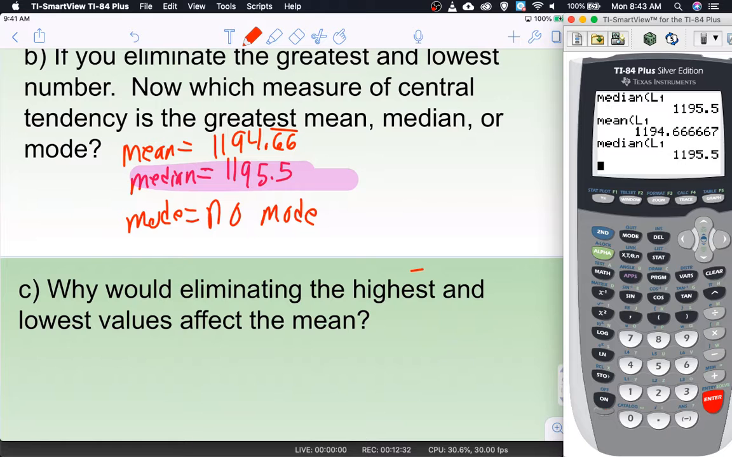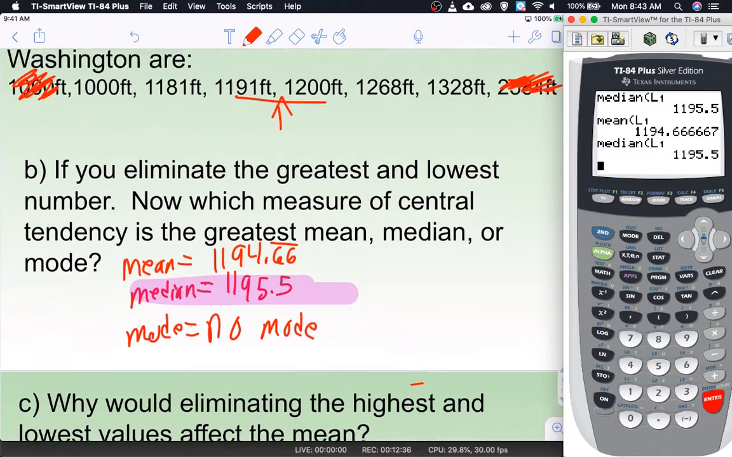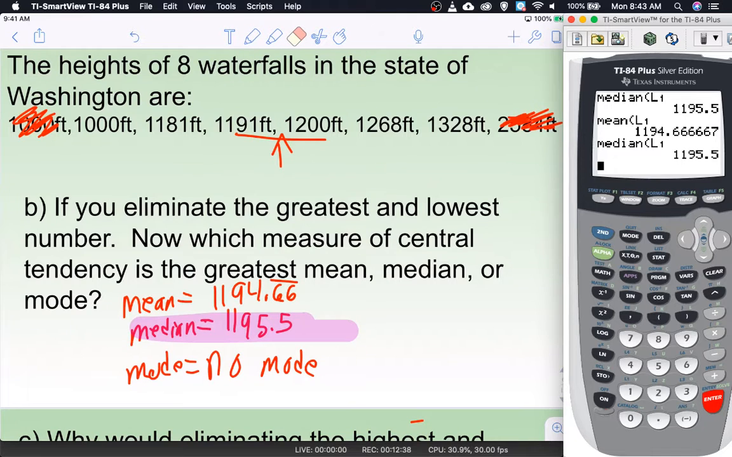So why would eliminating the highest and lowest values affect the mean? So look here. Maybe I'll throw highlighter over them. So if we cross this one out, we cross this one out. Okay. So how would eliminating that biggest and smallest value affect the mean? Why would that matter? What do you think?